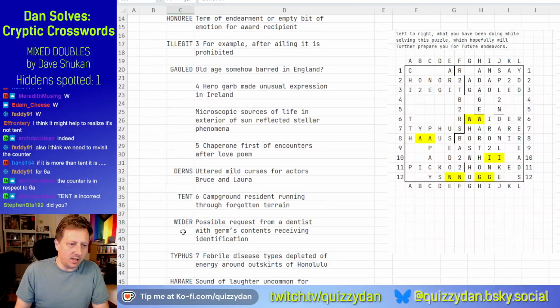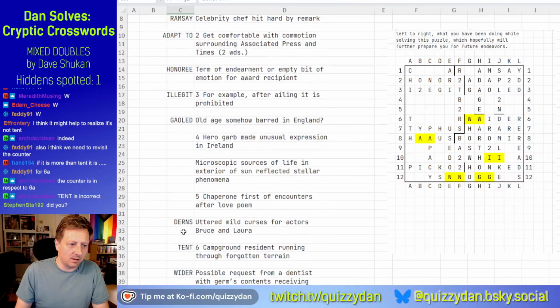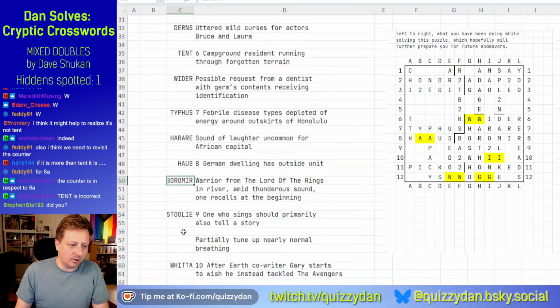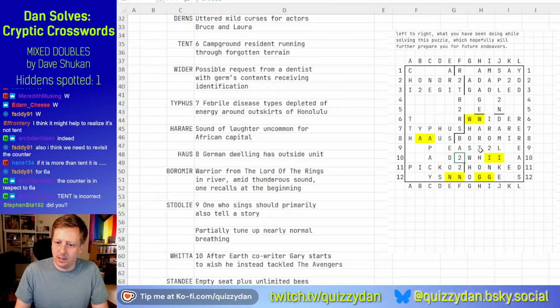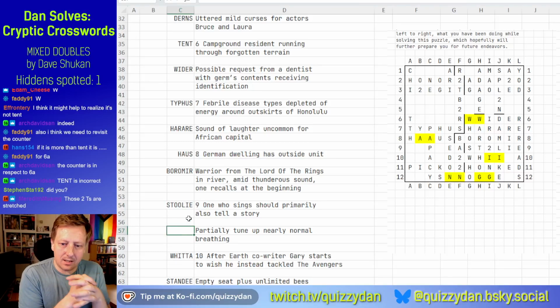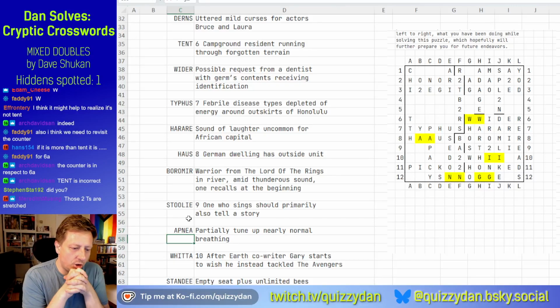Boromir. What was the other hidden? Don't think there's been another hidden. Stoolie goes in there. Okay, well, apnea is... Oh, so nearly normal breathing would be apnea. Partially tune up nearly.